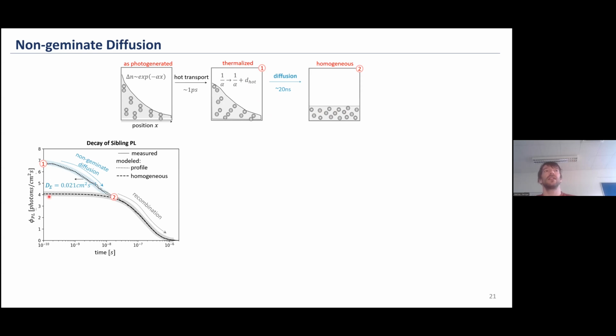And if you take this transient, you can again model it from the homogeneous distribution. You can model the recombination part, but this initial decay in the beginning is from the diffusion of the carriers throughout the bulk of your sample. Actually, the nice thing is that here you also get a diffusion coefficient, which is very much the same as you get from this geminate separation.